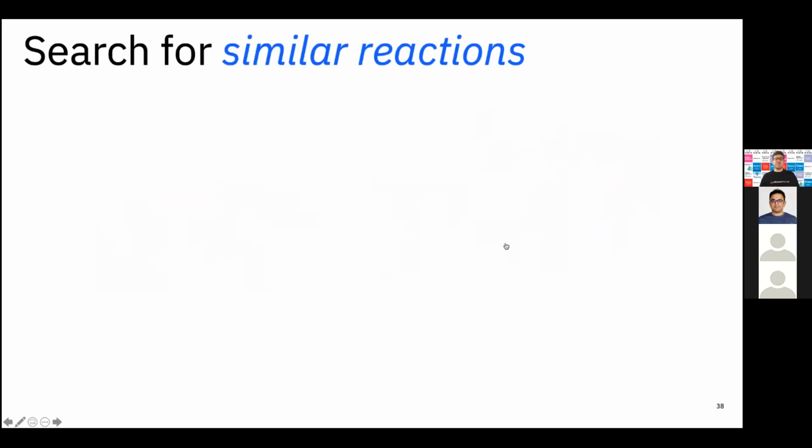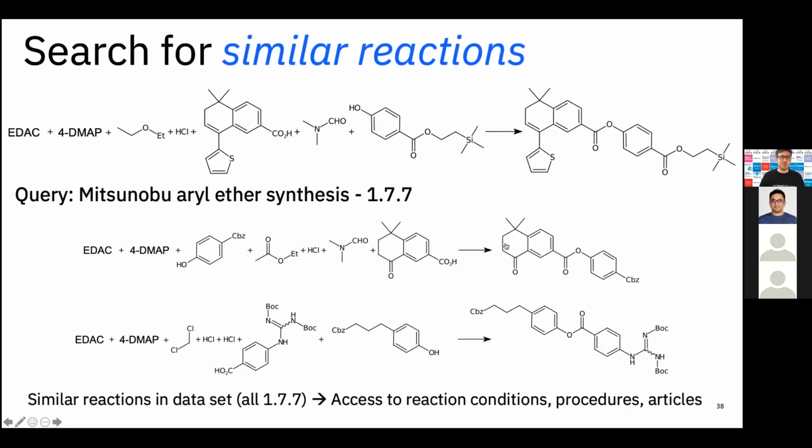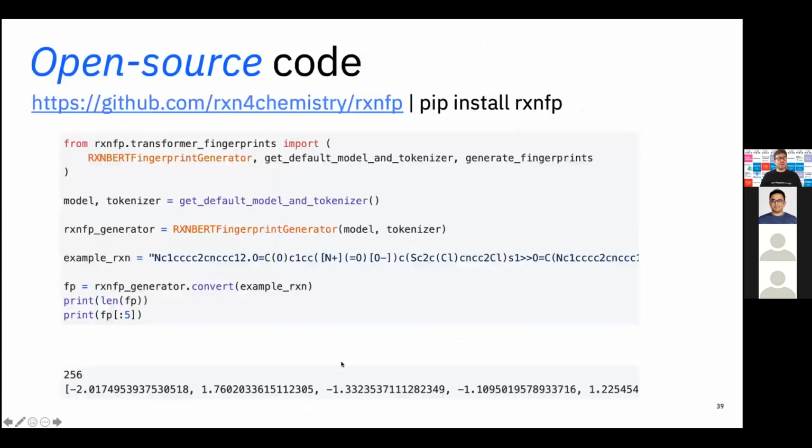The reaction fingerprints can also be used to search for similar reactions. If we take this Mitsunobu reaction here as an example, then those would be the closest neighbors. And they not only have the same reaction centers, but they also share similar reagents, as you can see here. The code is available in open source. You can just pip install it after installing RDKit.